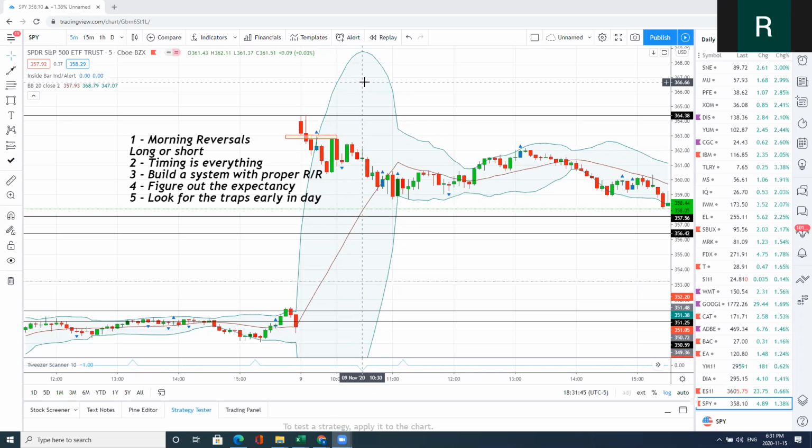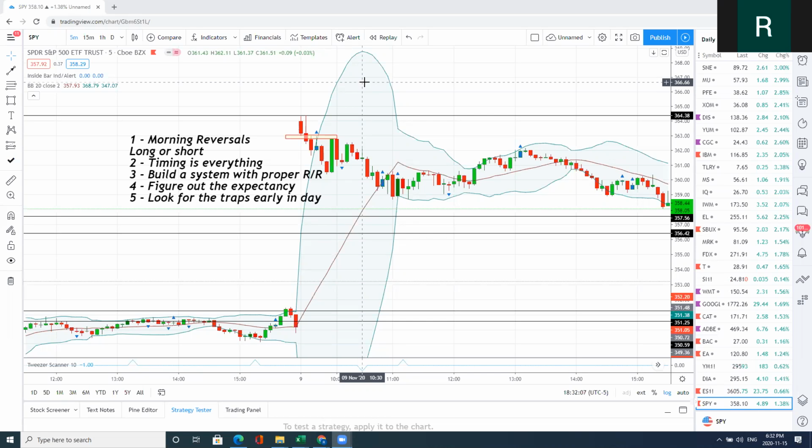If they're not reliable, then we're just gambling because we have no idea what the expectancy is, how much we can make, etc. So in the morning, you really want to look for either a potential reversal or you want to look for trapped traders. And like I have written down here, timing is everything. So the earlier a pattern sets up, the better it is.